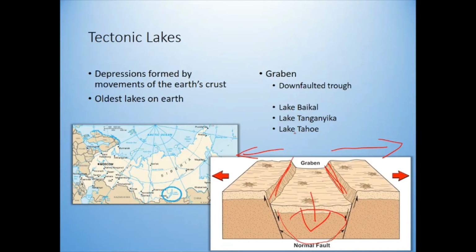Lake Tahoe in Nevada and California is an example of this, but that's maybe one of the closest graben lakes. The biggest one, and the oldest lake in the world, is Lake Baikal, which is right here in southern Russia, north of Mongolia. And some of the African lakes are like this.